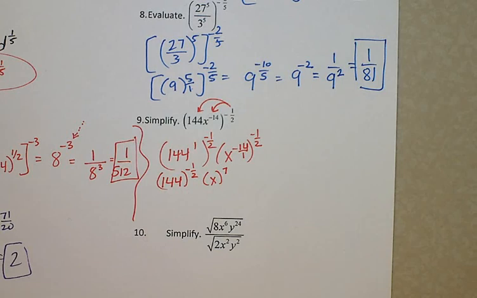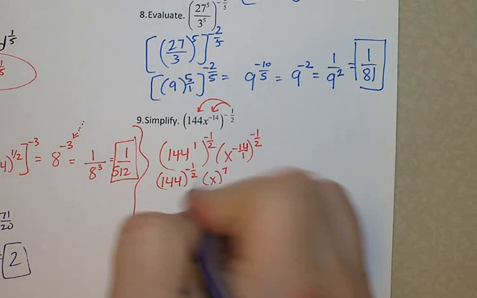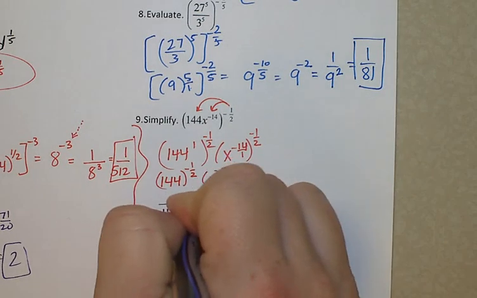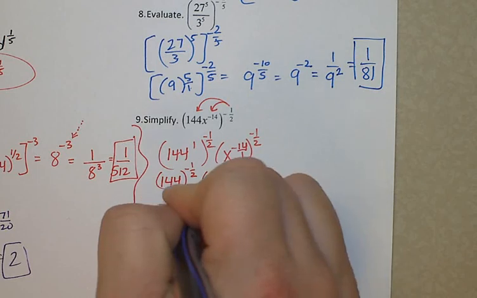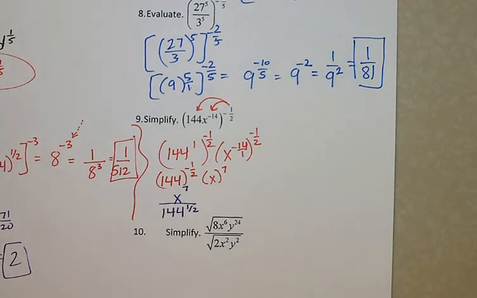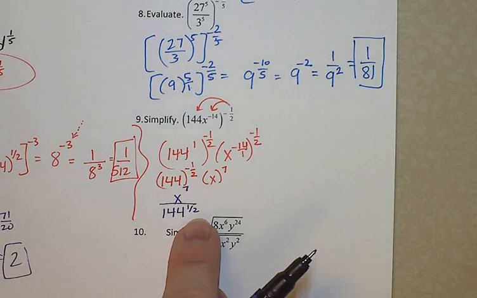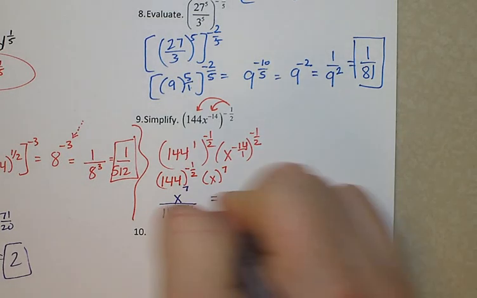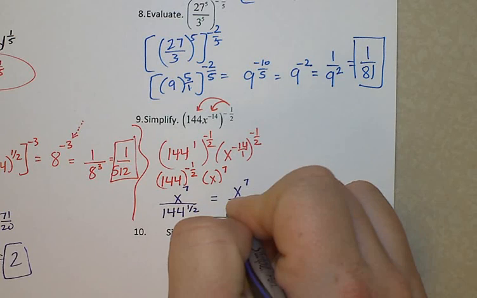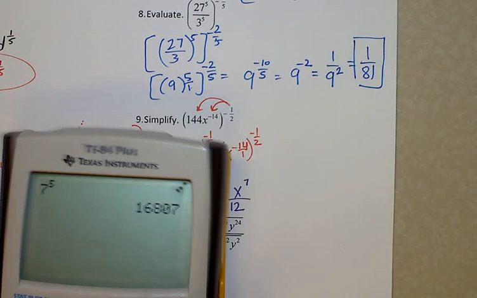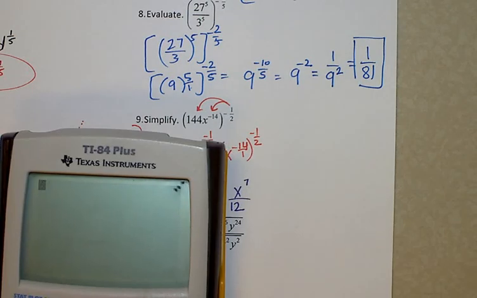The 144 is not happy because it has a negative exponent. So I'm going to move the 144 to the bottom and make it happy. And x to the 7th is happy because the 7 is a positive exponent. Okay, remember that 1/2 is the same as taking a square root. The square root of 144 is 12. You can find that on your chart. Or if you didn't know that, you could type in 144, raise it to the 1/2 power in parentheses, and you still get the answer of 12.